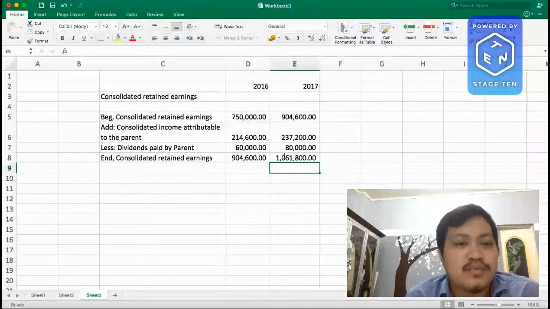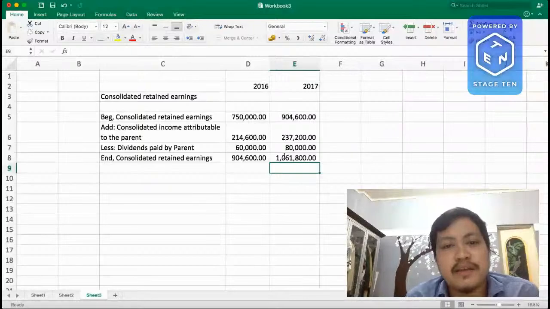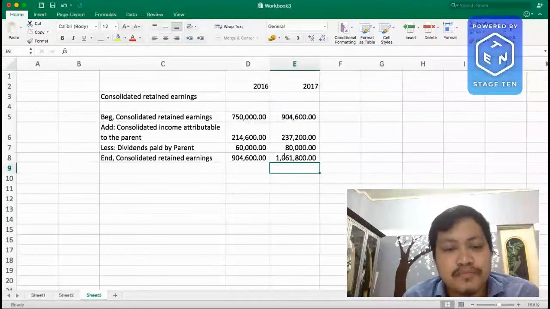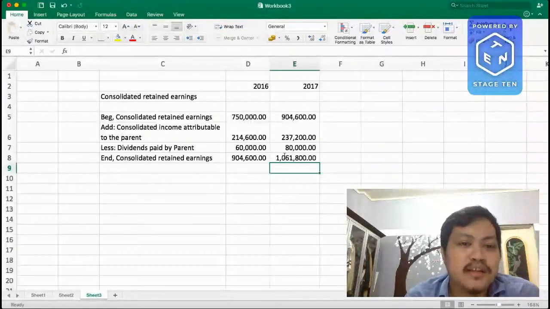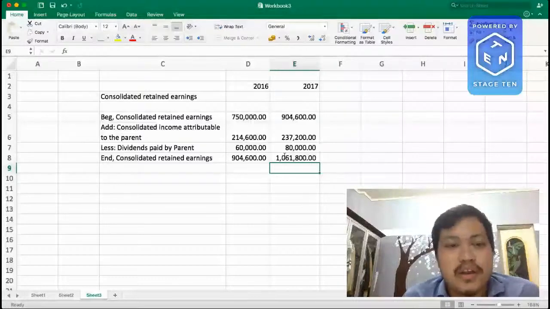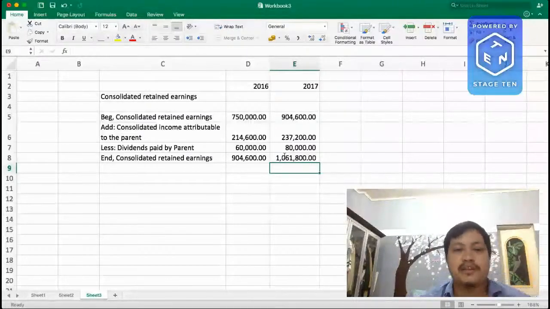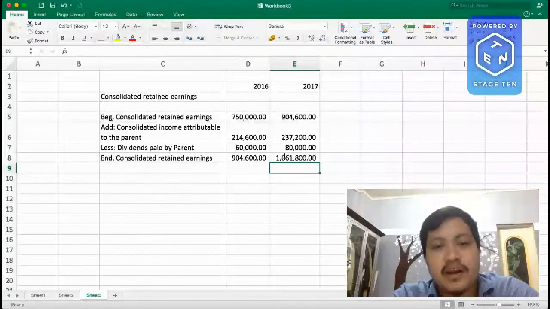But the difference, class, would not simply be the share of the parent in the income of the subsidiary, because the retained earnings of the parent includes an amount that is not included in the consolidated retained earnings. And I am talking about the dividend income from the subsidiary. So again, consolidated retained earnings includes an amount that is not included in the retained earnings of the parent. And what is that? The share in the profit of the subsidiary.